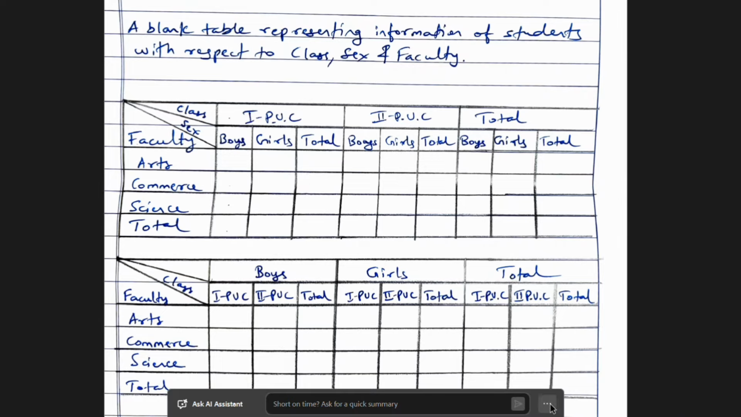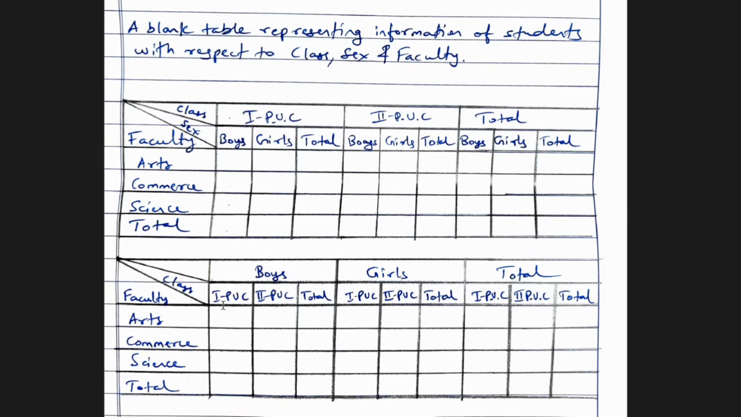Another way is you can switch the class with gender. So above you can take the genders, for example boys. Under boys, first PUC, second PUC, total. Next, write the main caption as girls. Below that the sub captions will be first PUC, second PUC, total, and again total, first PUC, second PUC, total. And here arts, commerce, science.